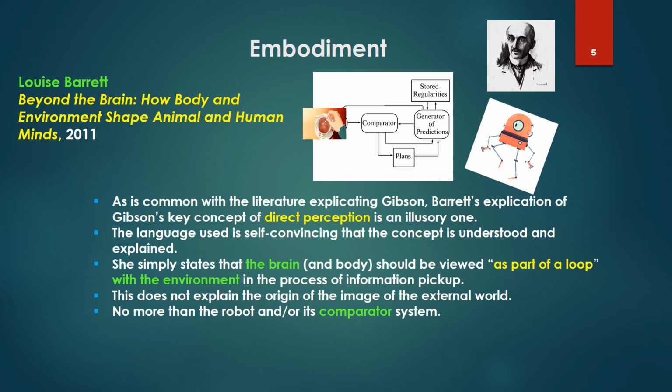But the language she uses is self-convincing that the concept is understood and explained. She simply states that the brain and the body should be viewed as, quote, part of a loop with the environment. So the body and brain with the environment form a part of a loop, right, in the process of information pickup. This does not explain the origin of the image of the external world, no more so than a robot and its comparator system, as we've discussed before.